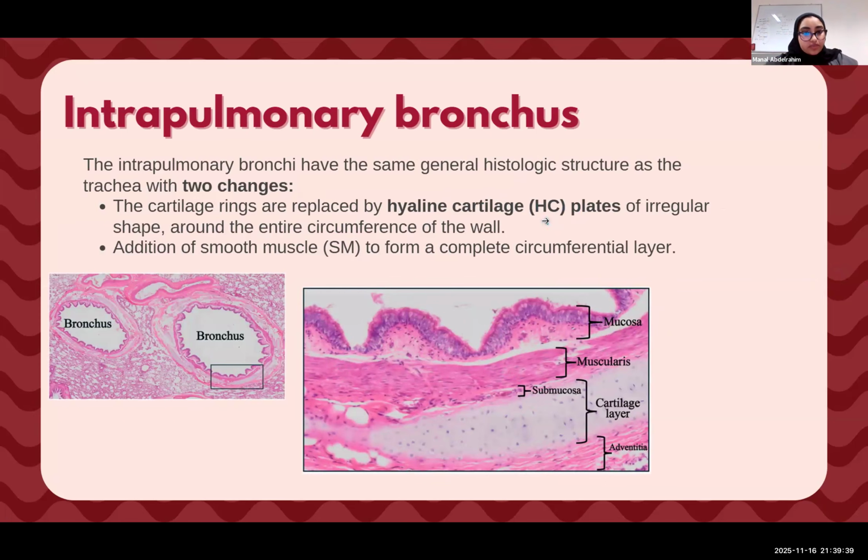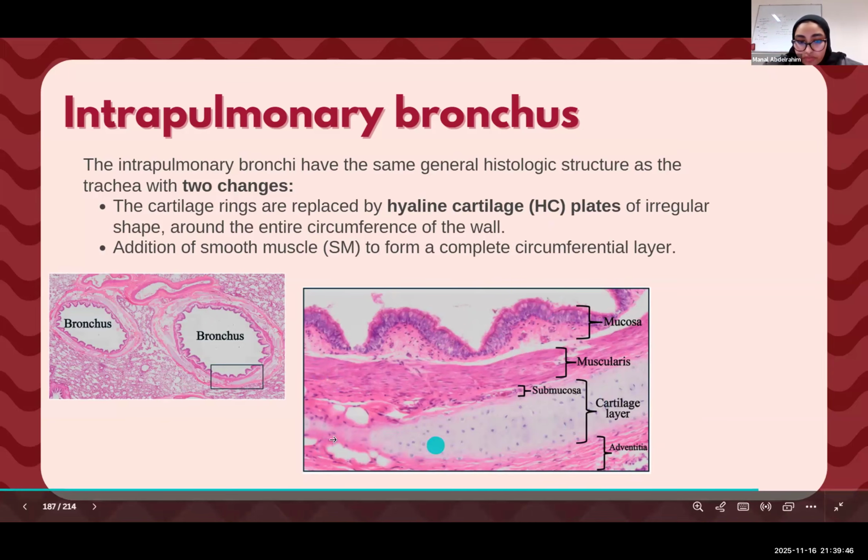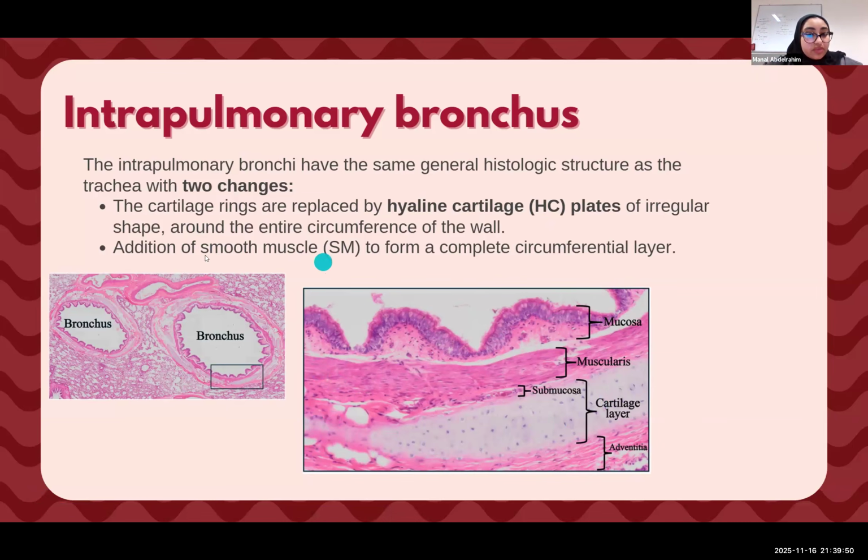It's basically irregular pieces of cartilage. It's not a complete C-shaped cartilage. It's just random pieces of cartilage found around. You can see here there's like a random part. Here there is no part. So this is one of the main changes. Also, there's going to be smooth muscle, and it's going to complete a layer. We have smooth muscle here.